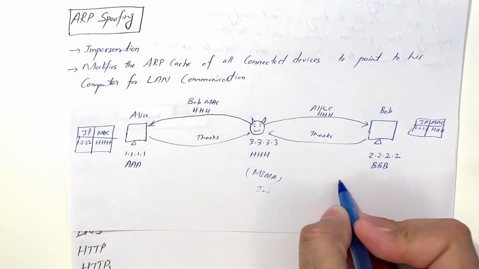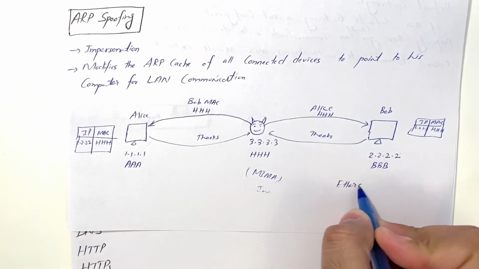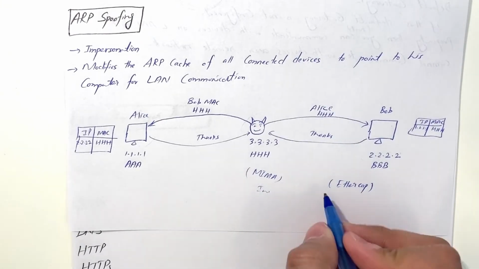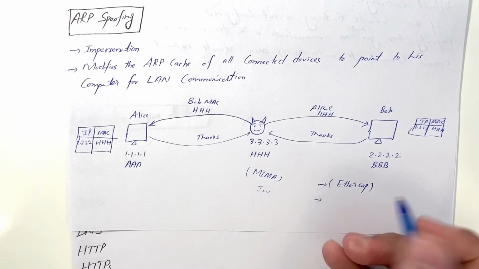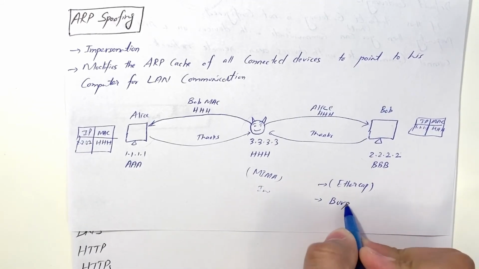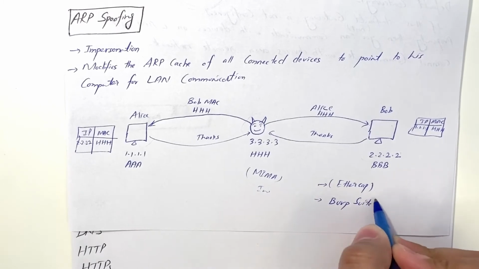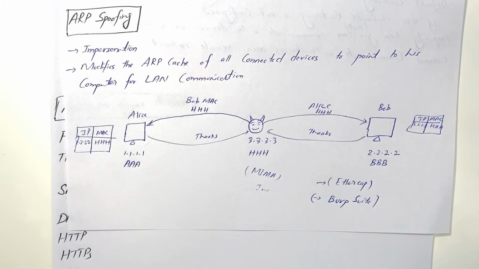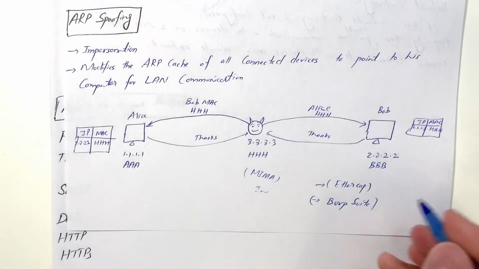We will use a tool called Ettercap to demonstrate ARP spoofing. If you guys want to practice ARP poisoning, there is a tool which is called Burp Suite. So please do use that Burp Suite as well. It will give you a good basic overview and understanding of the man in the middle attack. But we're going to use Ettercap.